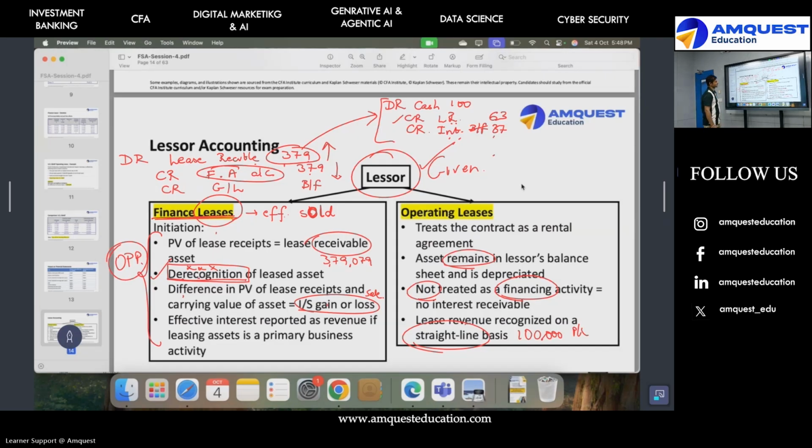So can you just quickly make a note of the accounting entries? Debit lease receivable, credit fixed asset. Gain or loss is the difference. And this amount will go every year as debit cash, credit lease receivable and the interest component. The same numbers will work here also.